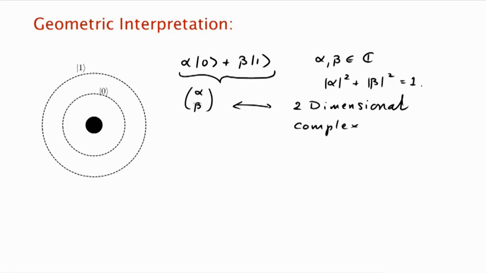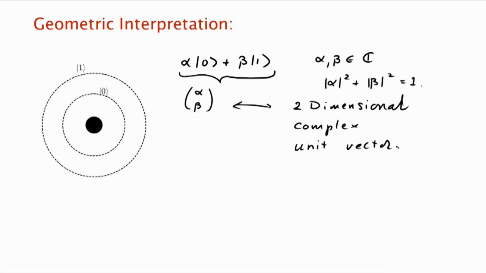And what do we know about the vector? Well, we know that it's normalized. And what's |alpha|^2 plus |beta|^2? This is just the length of the vector, or the square of the length of the vector. So it's a unit vector. Okay, so now let's try to understand a little more about this vector.